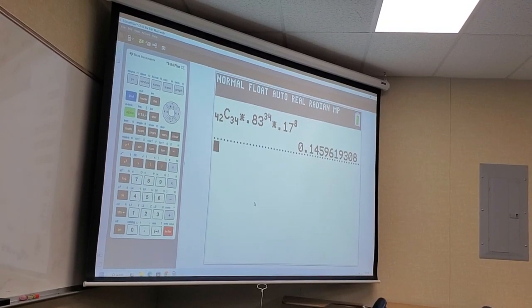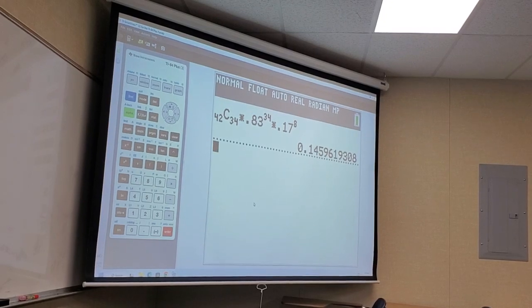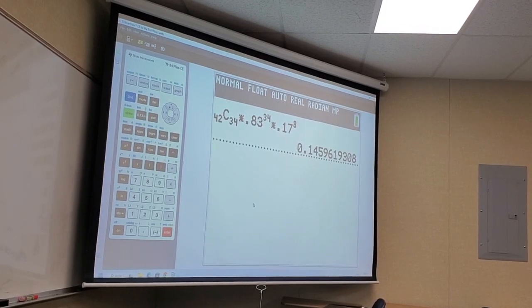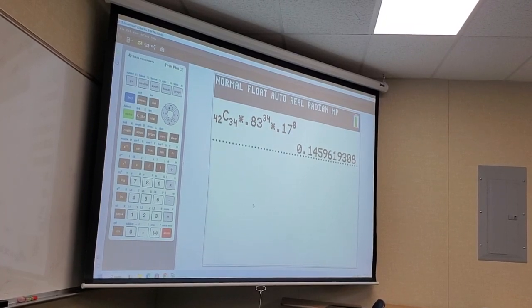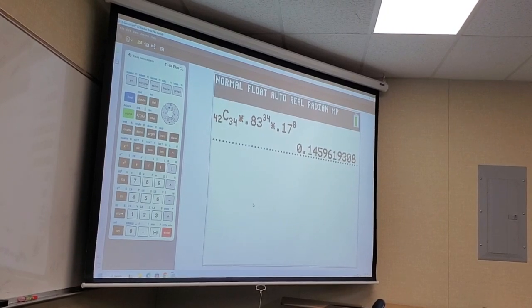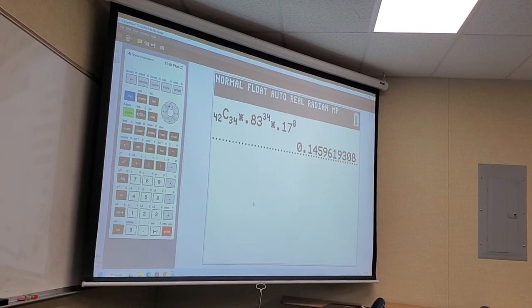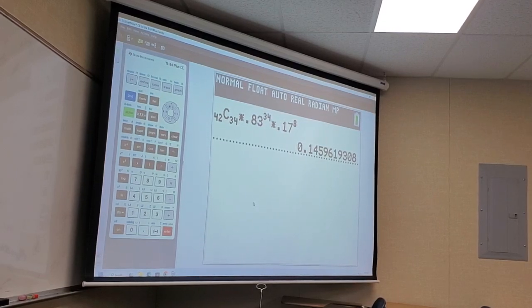So watch how this formula is just a little story. I got 42 people. I want to choose 34 of them to do something. So 34 of them do this. The rest of them do this. That's what I try to show students. A lot of formulas, not all of them, but a lot of formulas you can actually just read in English what it's saying.